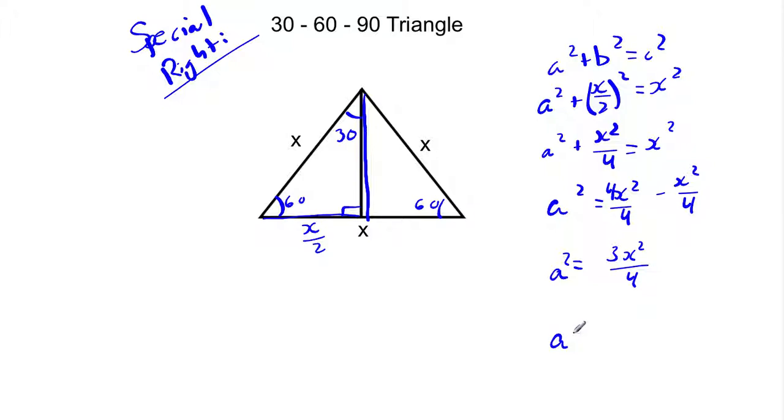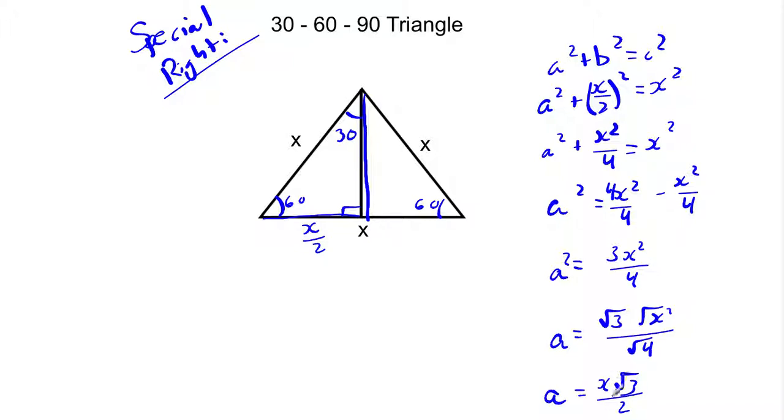So when I take the square root to get a, I get square root of 3 times square root of x squared over square root of 4. So this is going to be x root 3 over 2. Yeah, sorry, I confused myself for a second. So this side is going to be x root 3 over 2.